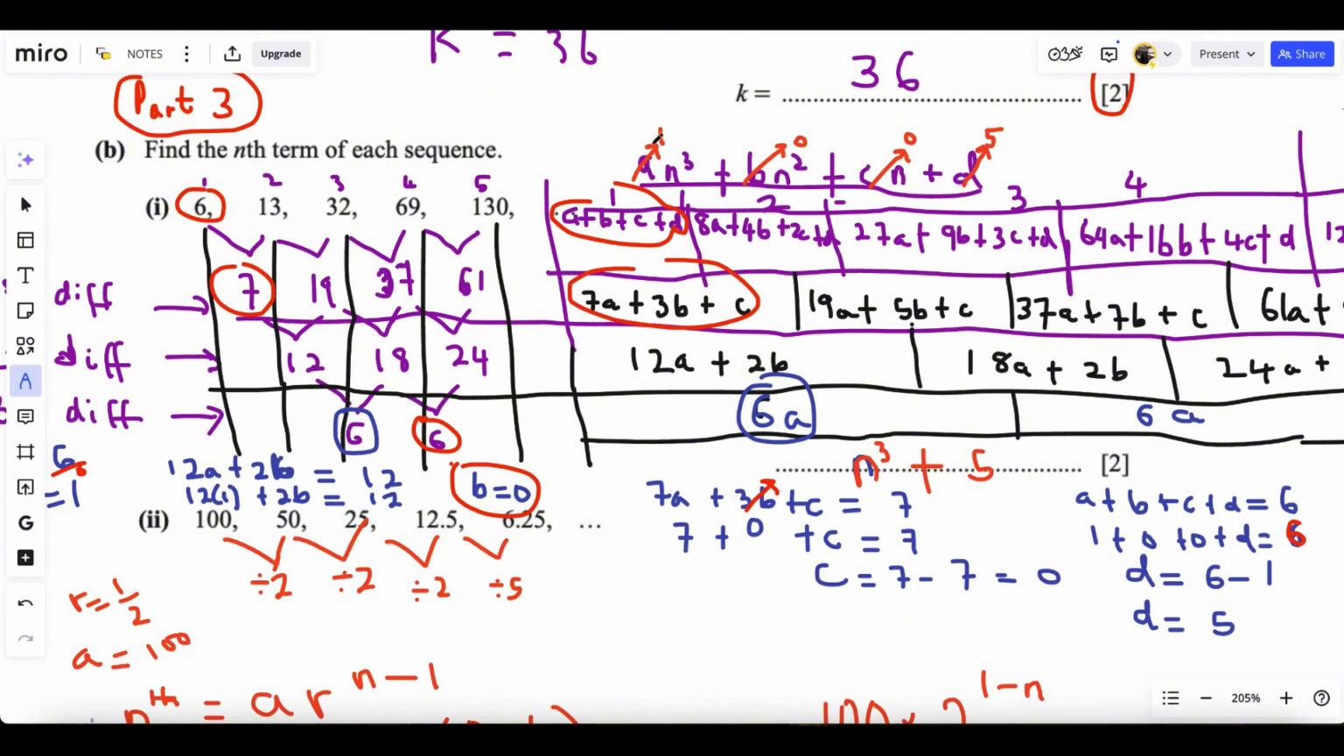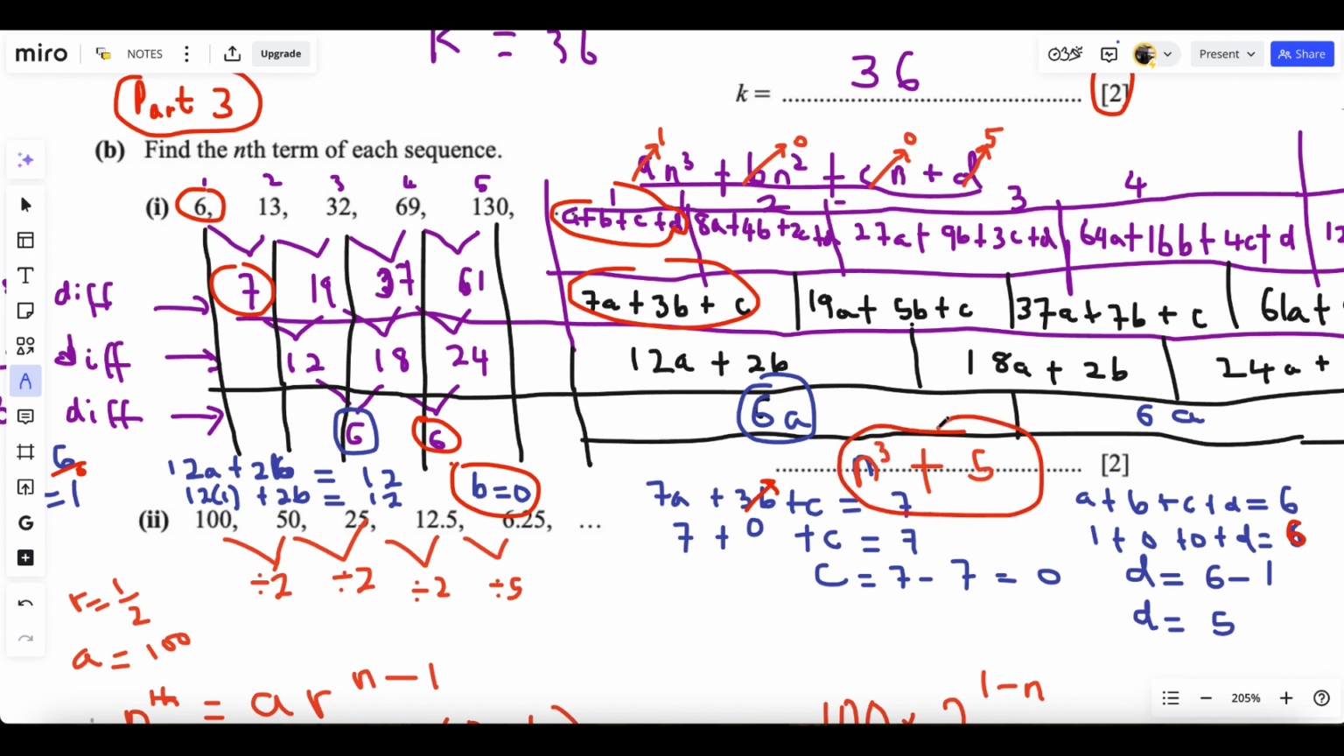After you have found it, you now come and substitute. a is 1, so you will now have 1 n cubed, which is the same as n cubed. That's how we got this n cubed. Now here, b is 0, so everything here will be 0. 0 times n squared will be 0. c is 0, so 0 times n will be 0. And d is 5. We found d to be 5, so you say plus 5. So n to the power of 3 plus 5. That's the nth term of that sequence.